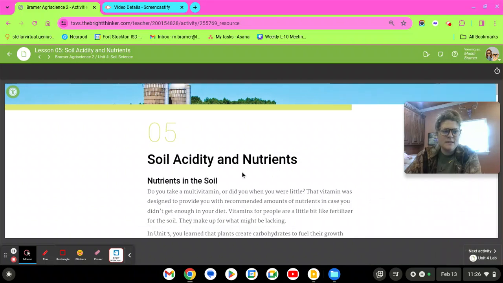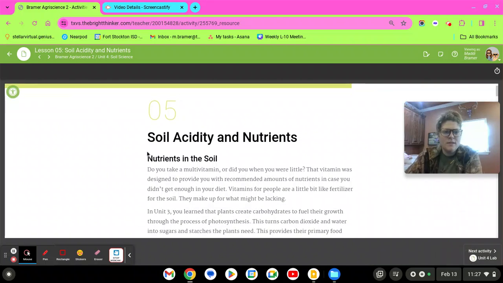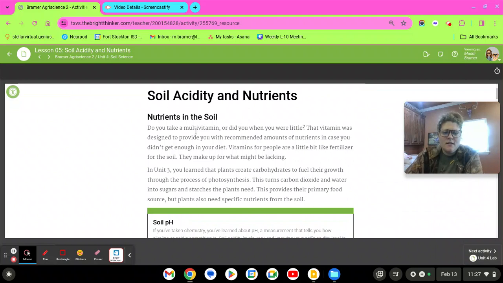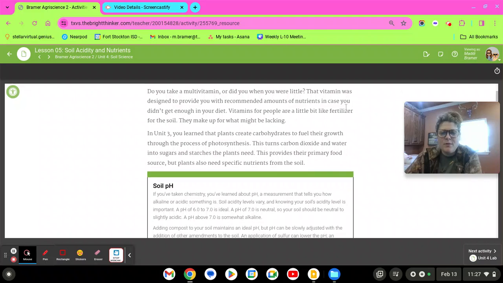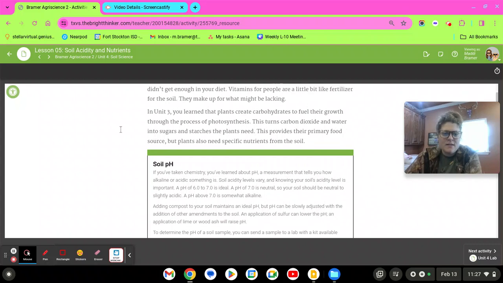All right, so the last lesson of this unit is dealing with soil acidity and nutrients. So soils, just like us, they need vitamins and nutrients. Vitamins for people are like fertilizer for the soil. They make up for what it might be lacking.